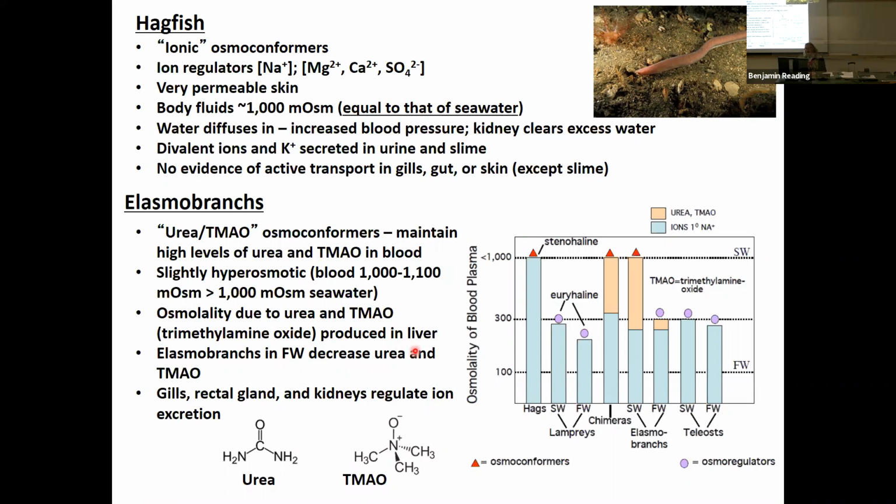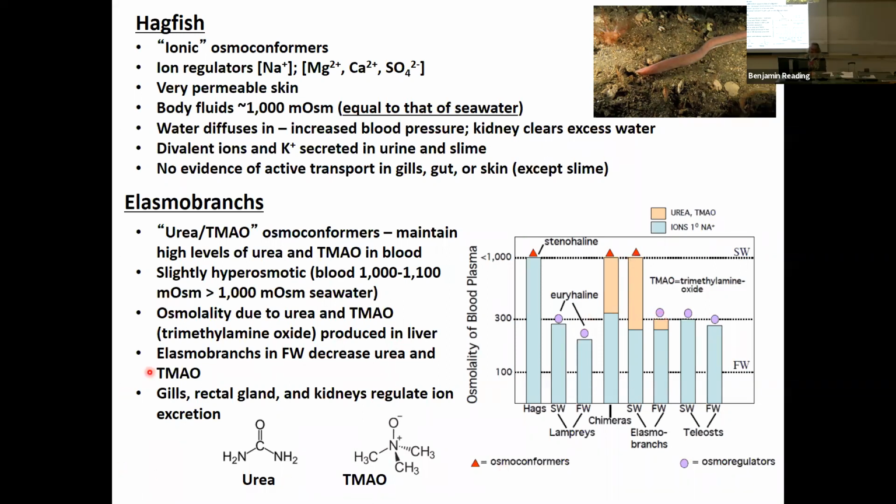Now, if a bull shark, for instance, which we know can live in fresh water, decides to swim into fresh water, what does it do? It just urinates out the excess urea and brings its blood plasma osmolality closer to that of fresh water. That's how chondrichthyan fishes osmoregulate.